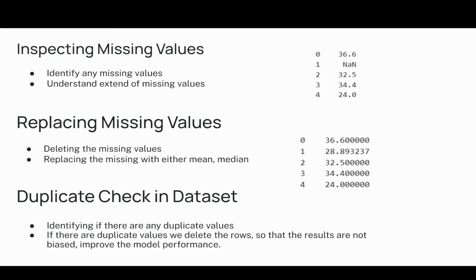Now moving on to the duplicate check in the dataset. This is a vital step, identifying if there are any duplicate rows in the dataset. If duplicates exist, we delete them to prevent biased results and improve model performance, ensuring each observation is unique.